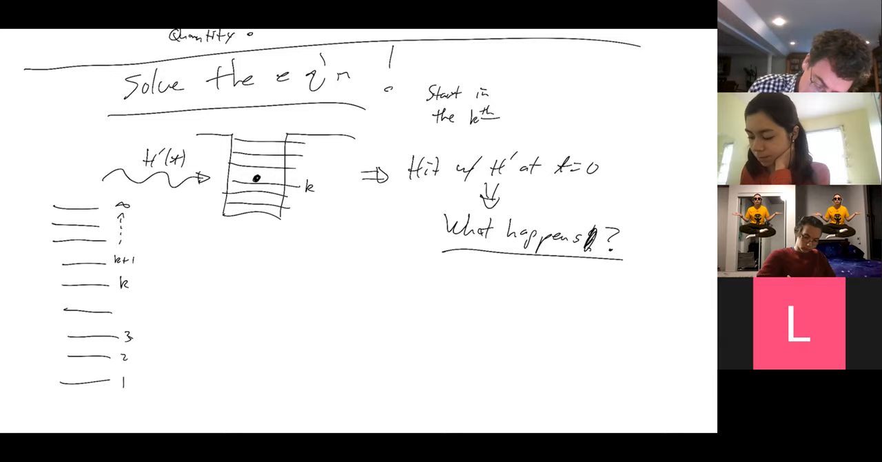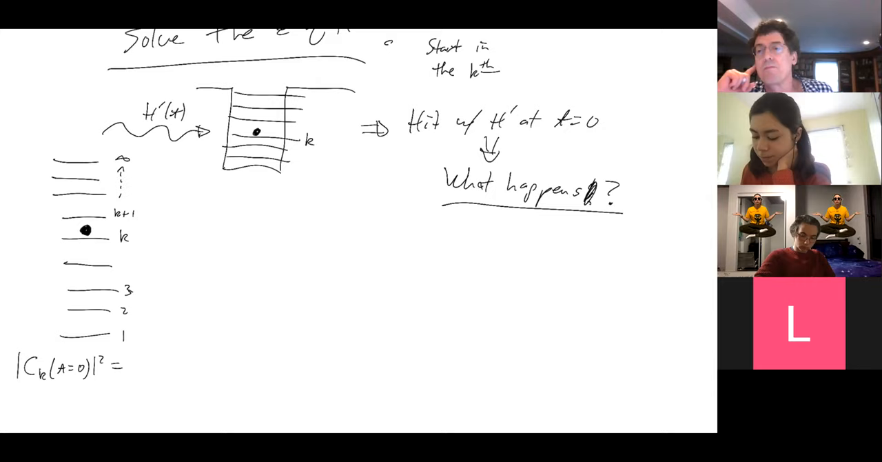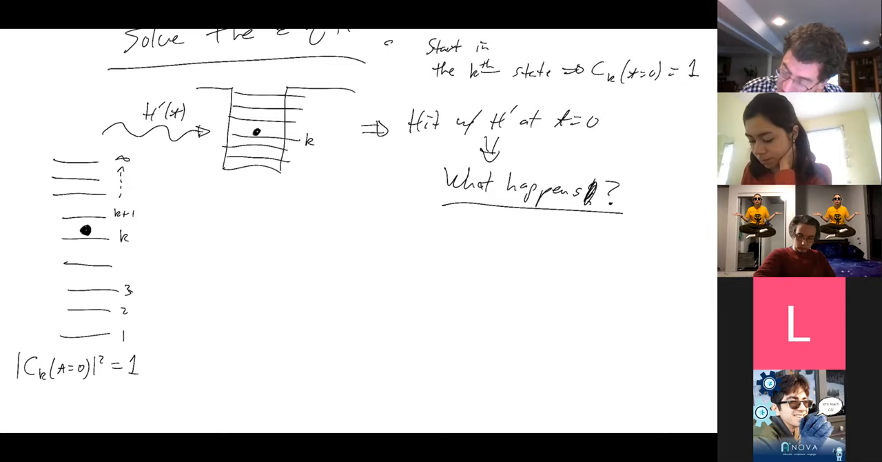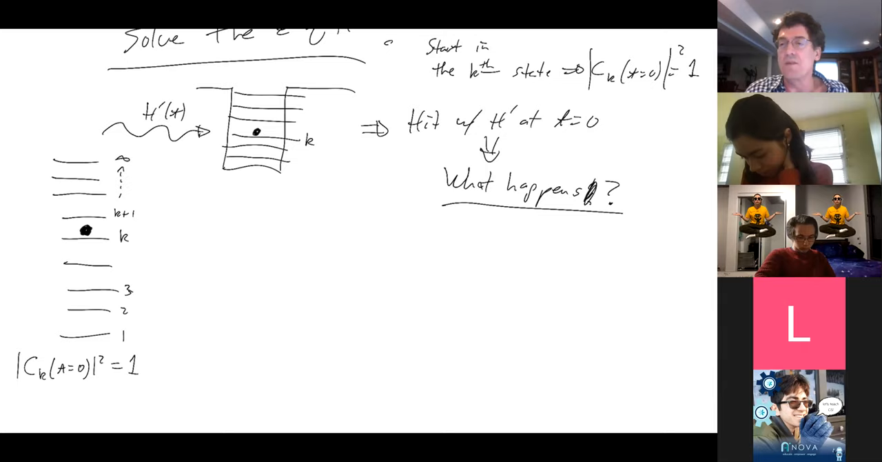That means I'm going to give him some green goo, some probability fluid, right there. How much does he get? C_k at t equals zero, squared, equals what? Somebody tell me. One. That's exactly right, because that's what it means to start in the kth state. It means that C_k of t equals zero is exactly one, or this thing squared. So he's basically a hog. He got all the green goo for himself.